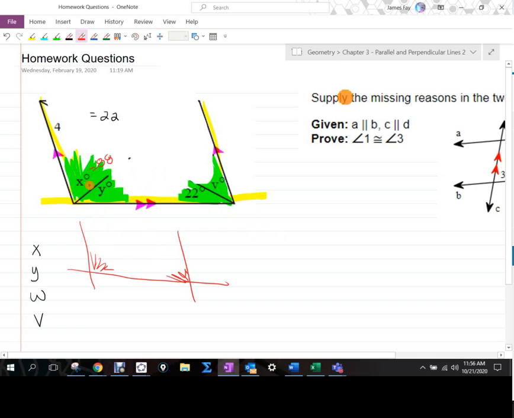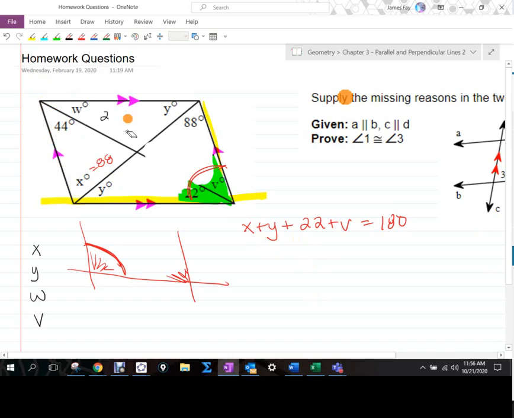So all we're saying here with this picture is that that green angle right there, which is this one, is just made up of these two smaller parts, x plus y. So we'll say x plus y plus then these two, 22 plus v, is equal to 180, right? And now we know what x was. What did we say x was? 88? Okay, so x was 88.